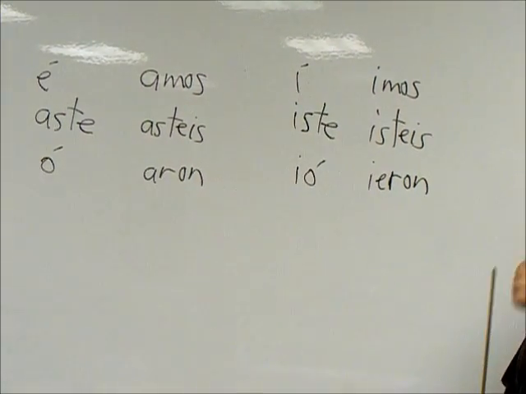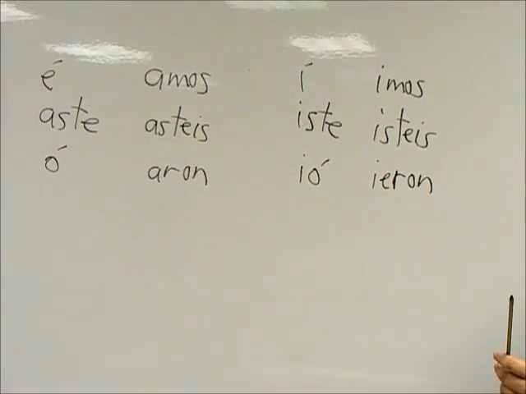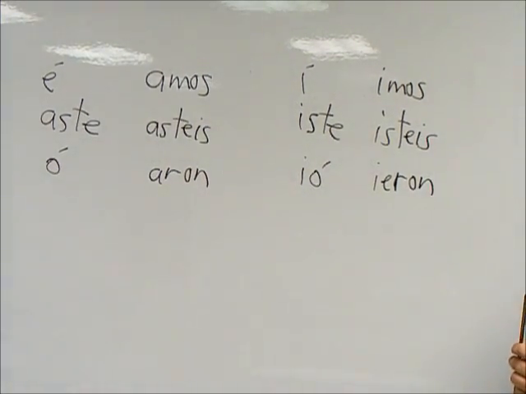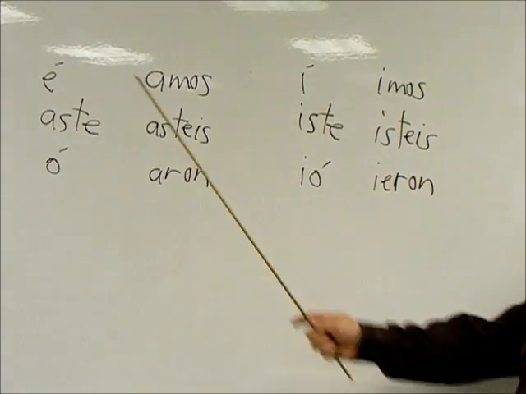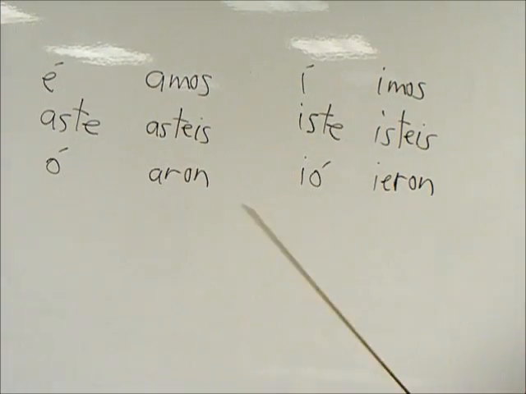Okay, in this unit we're going to learn the regular preterite endings for AR and ER and IR verbs. In the new book, this is page 202. In the old book, it was page 207. Now first let's look at the AR verb endings. That's these six right here: é, aste, ó, amos, asteis, aron.